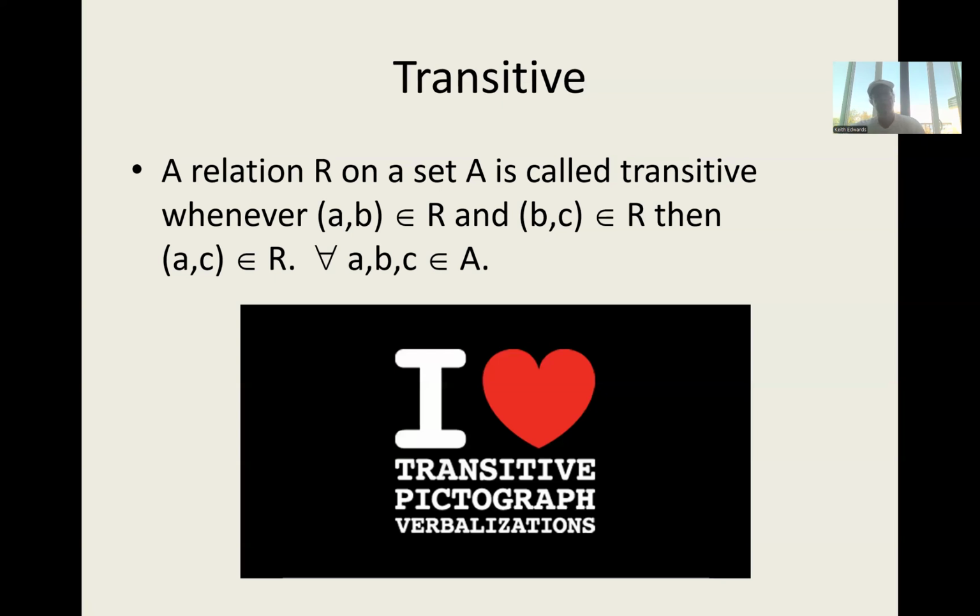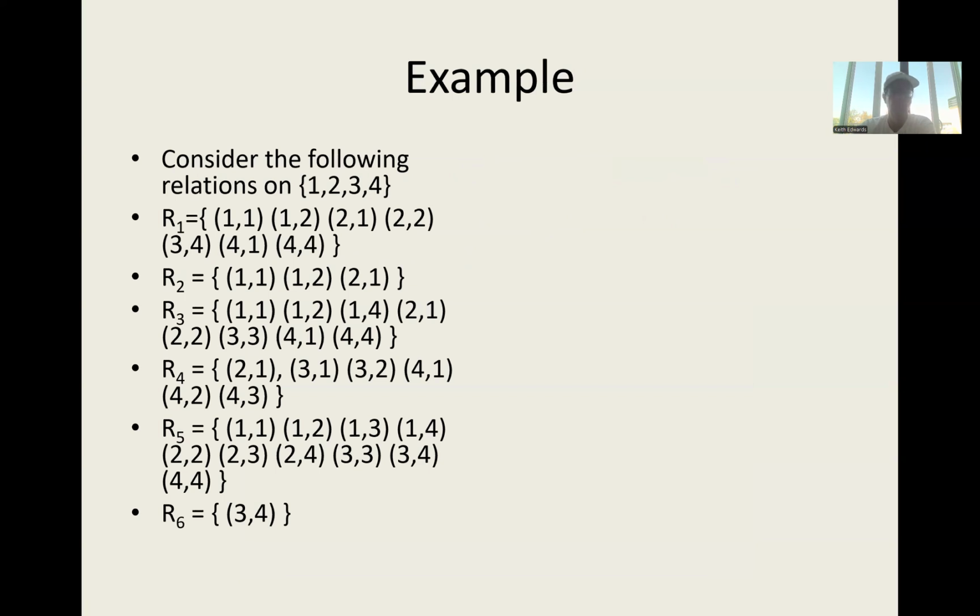A relation R on the set A is called transitive if (a, b) is a member of R and (b, c) is a member of R, then (a, c) is also a member of R for all a, b, and c that are part of A. So which ones of these are transitive? Well, these ones take a little bit more work.